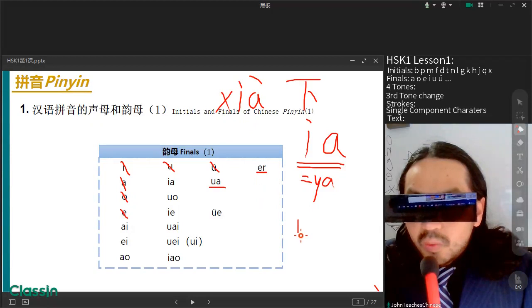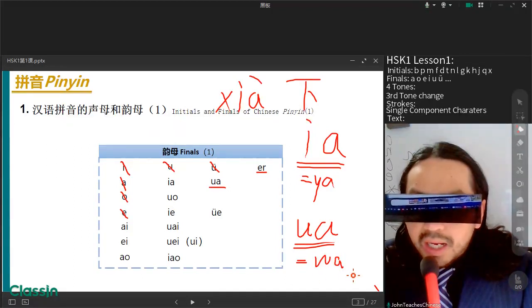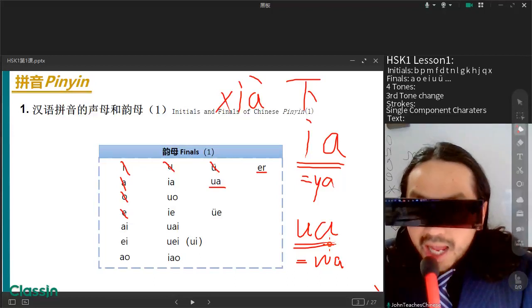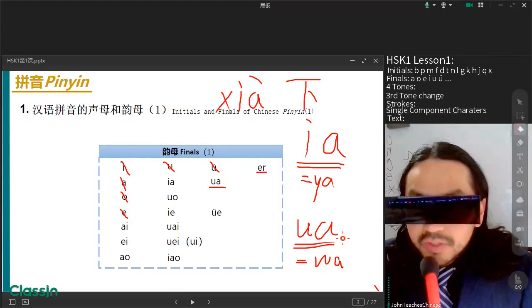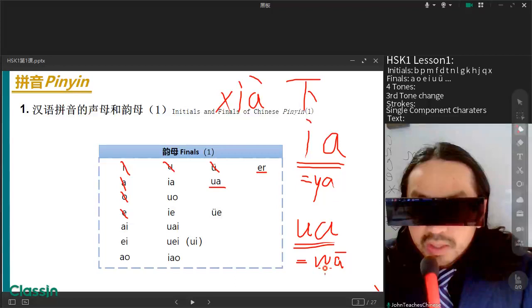Same with this one. This one is wu plus a. So it equals wu a wa, wa. The difference between these two is that if I just say wa, without other initials, then it is wu, using w. It's like the frog, wa, wa.